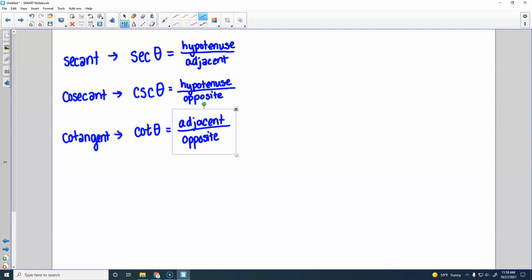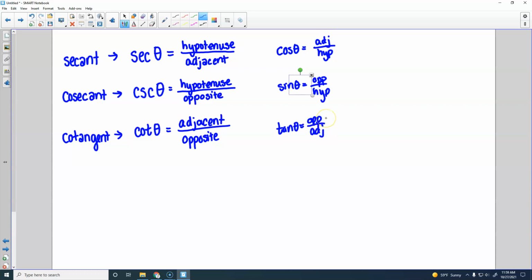So these you can just memorize. They're just all the other ones you already knew, flipped. So like cosine was adjacent over hypotenuse. Sine was opposite over hypotenuse, and tangent is opposite over adjacent.